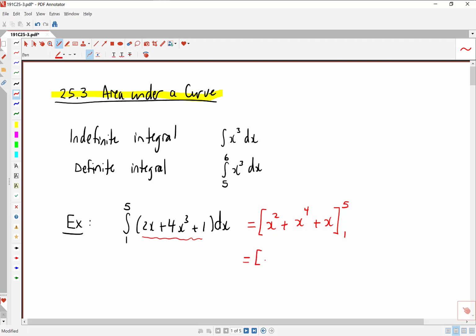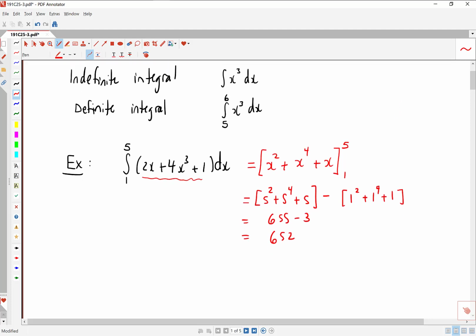So let's plug in 5 all the way through here. We'd have 5 squared plus 5 to the fourth plus 5. And then we're going to subtract off whatever value we get when we sub in 1. So 1 squared plus 1 to the fourth plus 1. So in other words, we have 655 minus 3 gives us 652. And that's the value of our definite integral. So a definite integral gives us a number, whereas we saw in our previous video, indefinite integrals give us a function. Some sort of function plus c.